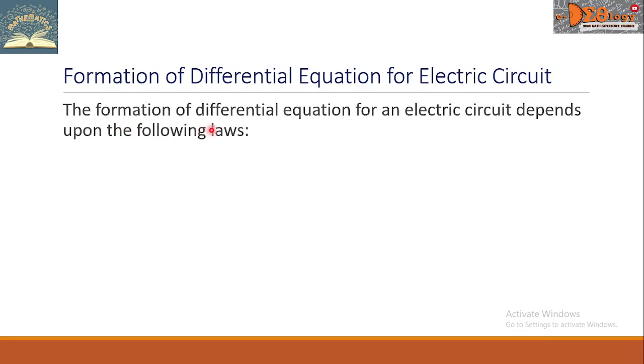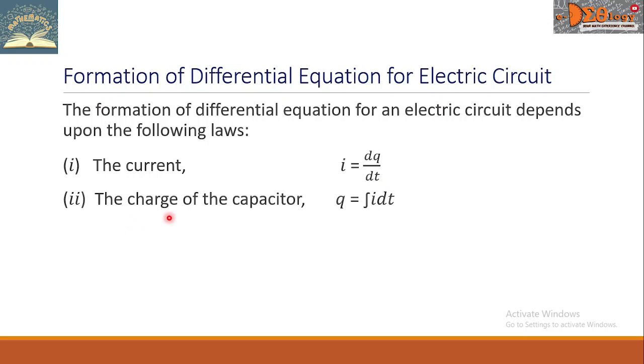The formation of differential equation for an electric circuit depends upon the following laws. First is the current, symbolized by letter I. This is equal to the derivative of Q with respect to t. Next, the charge of the capacitor. The symbol is Q. This is equal to the integral of I dt.